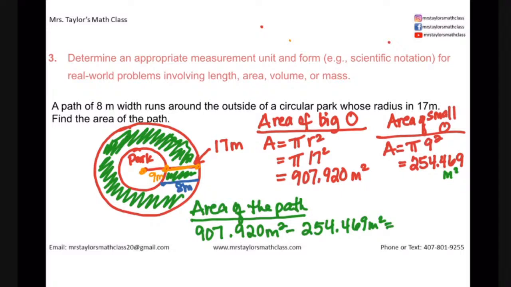Okay, so let's subtract here. 907. Okay, so my area for the path is going to be 653.5, I'm going to round it to the nearest tenth, meters squared. That's going to be my final answer.